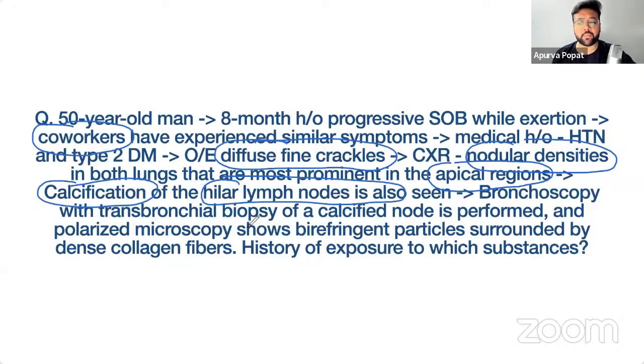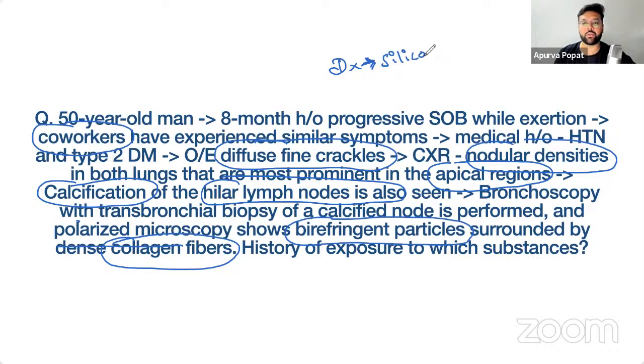When you do a transbronchial biopsy and expose that material to polarized microscopy, birefringent particles are seen. And you see a lot of collagen fibers as well. What's your diagnosis? This is also one of, I would say, the giveaways which we talked about in our classes. Silicosis, excellent. This is silicosis.